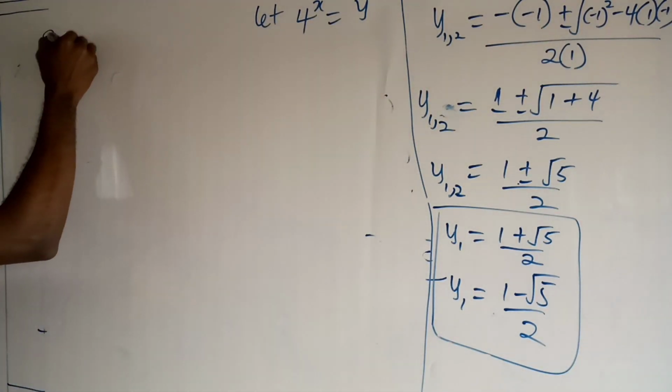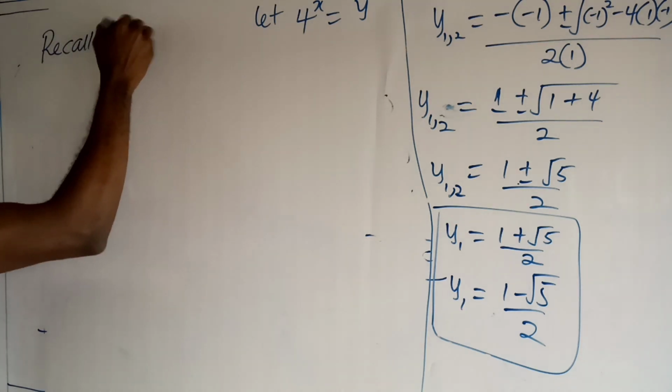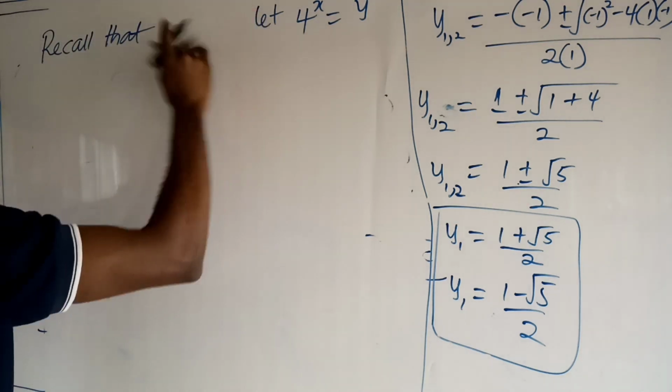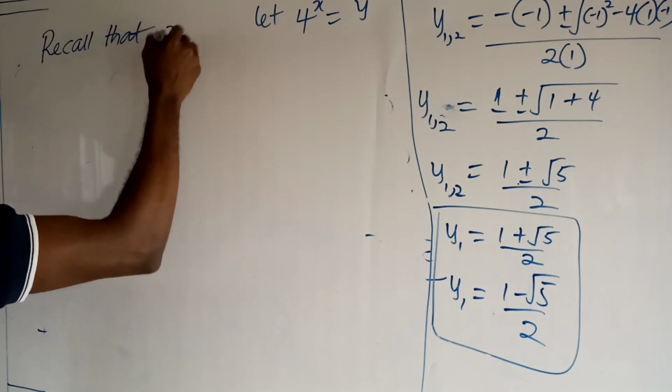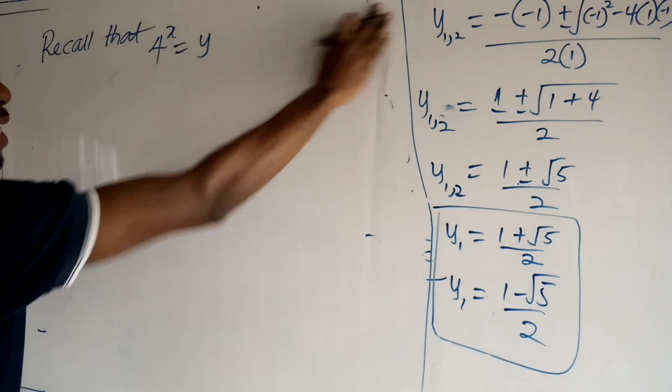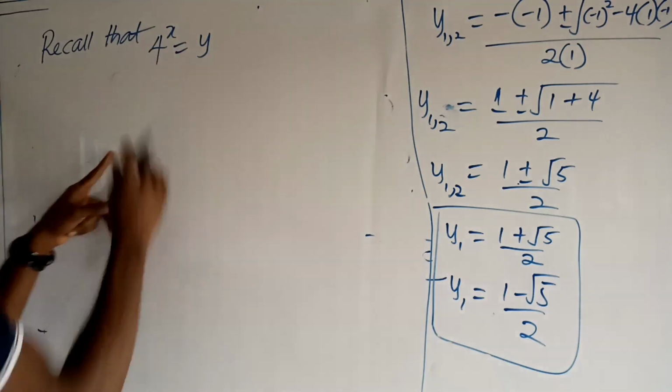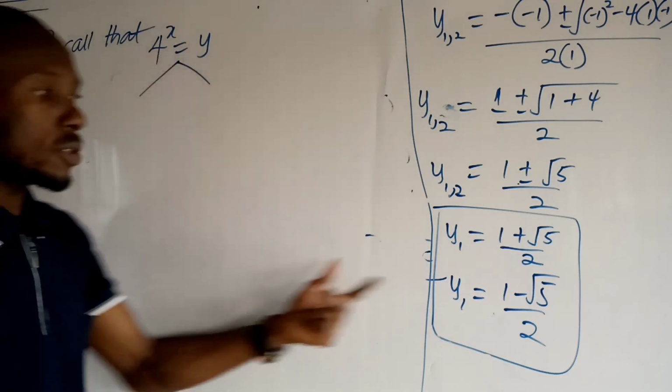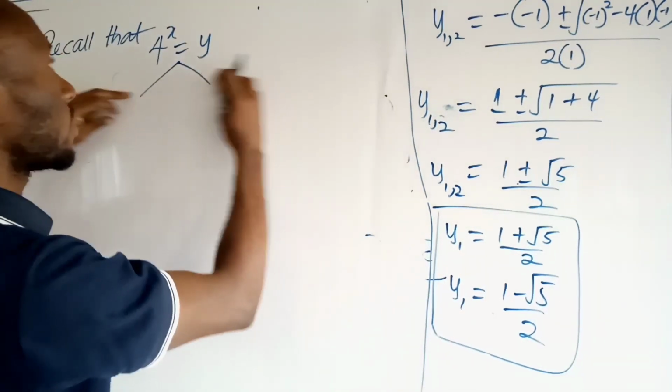So the next thing you want to do, you recall that you said let 4 to the power x be equal to y. That's what you said earlier. So we recall this statement, and you know we have two values of y now. So we're going to solve this problem in two ways.